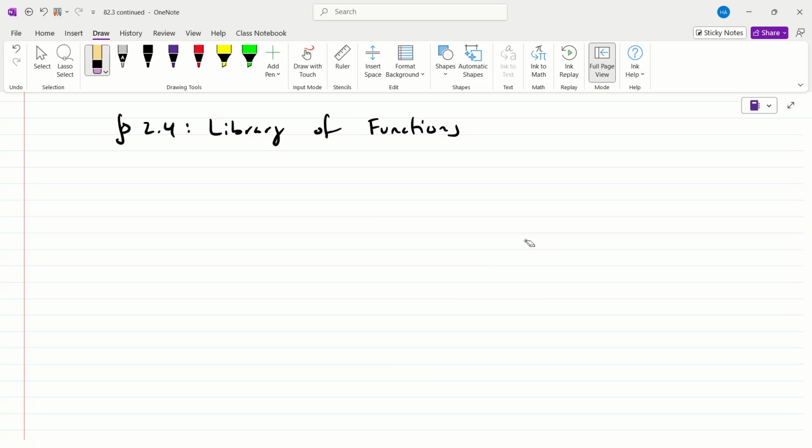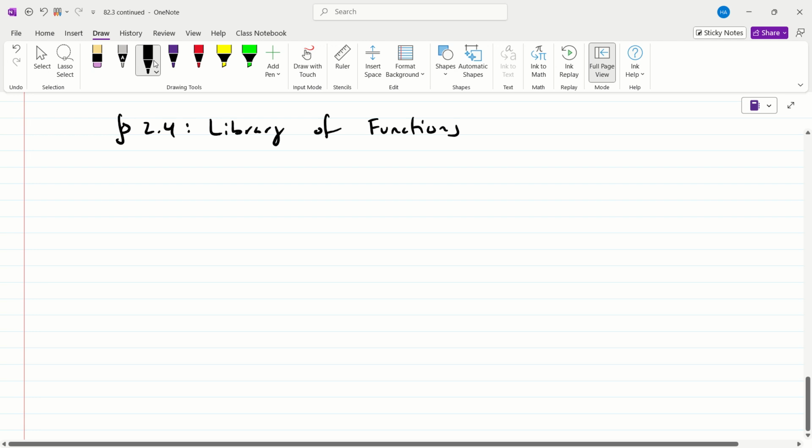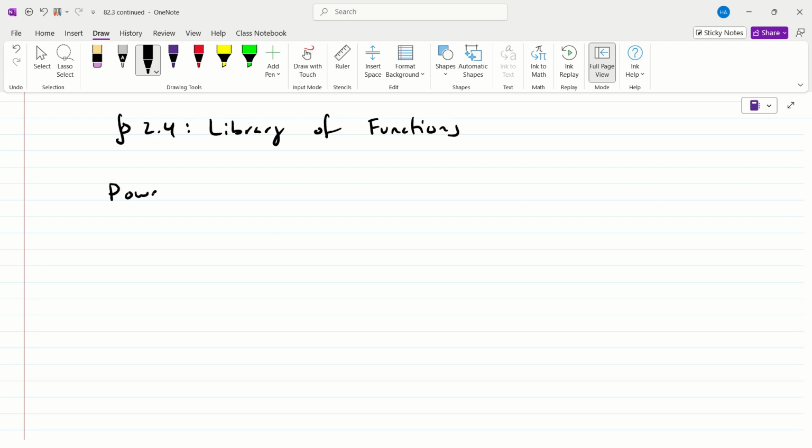In section 2.4, we look at a library of functions. These are functions that you will commonly come across when you're graphing different functions in this class. The first family of functions that we'll consider are the power functions that look like y equals x to the n, where n is a natural number.